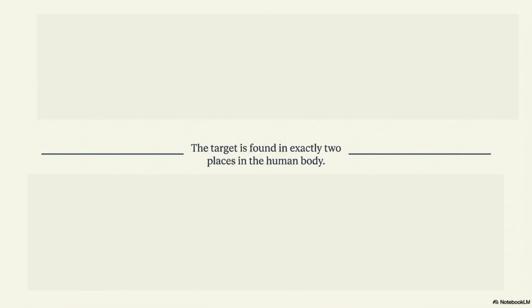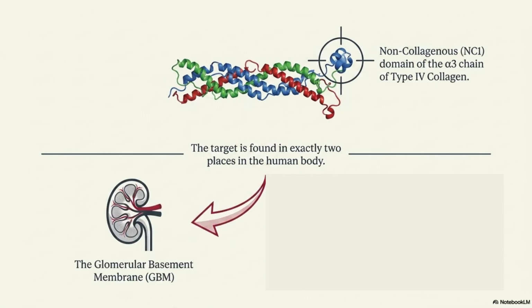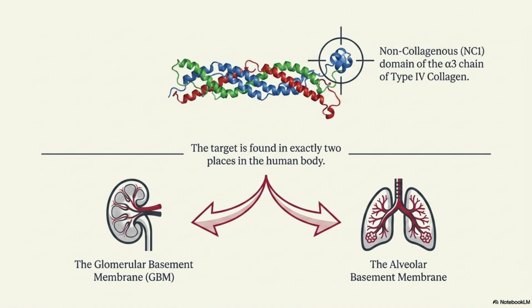The target is found in exactly 2 places in the human body. It is specifically the non-collagenous or NC1 domain of the alpha-3 chain of type 4 collagen. You will find this specific molecular target exclusively in the glomerular basement membrane or GBM and the alveolar basement membrane.